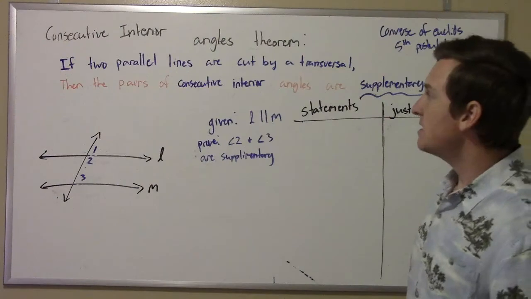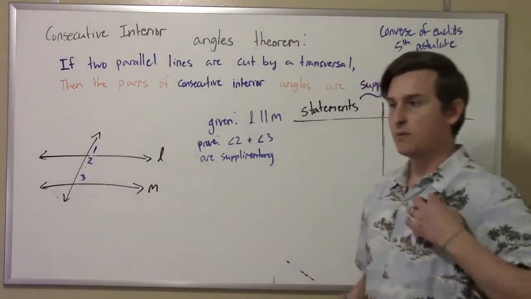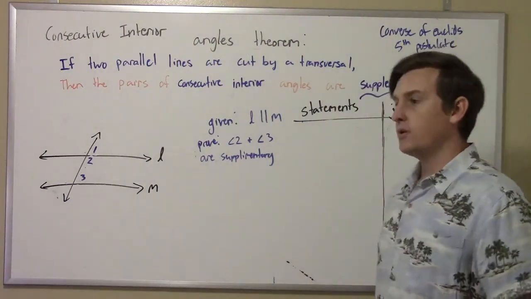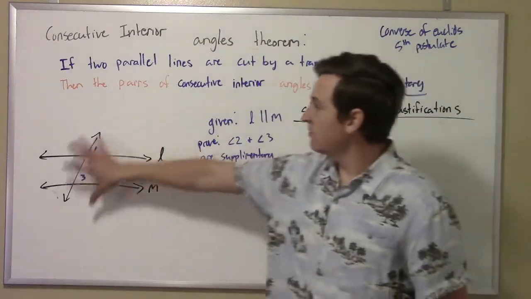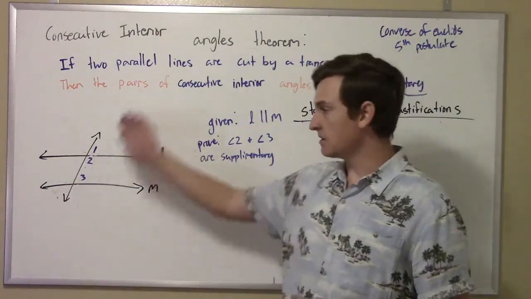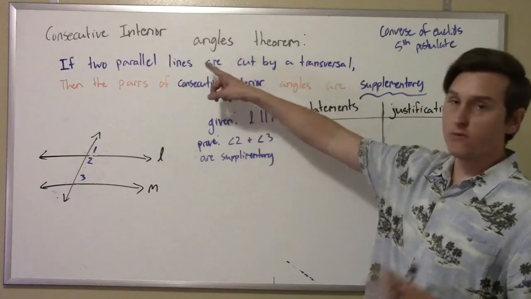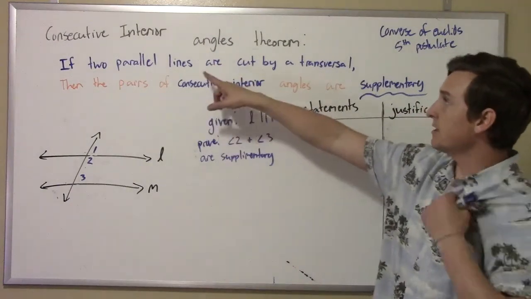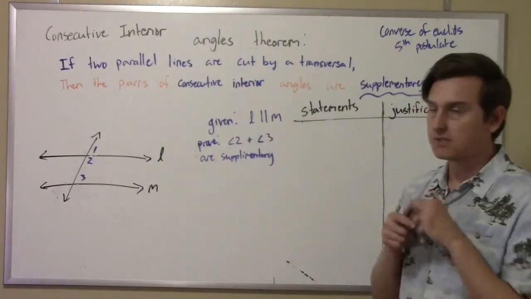Okay, this is the fourth and last proof that we're going to do for this lesson. We're trying to prove things about the angle relationships when parallel lines are cut by a transversal. And this is the fourth idea, the fourth theorem. It's the consecutive interior angles theorem.